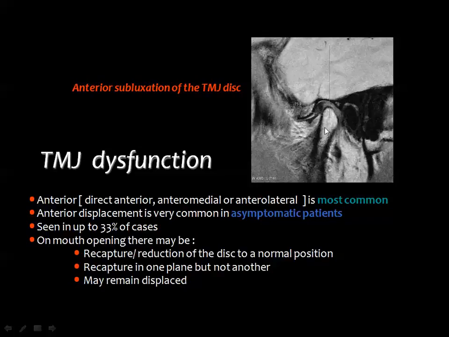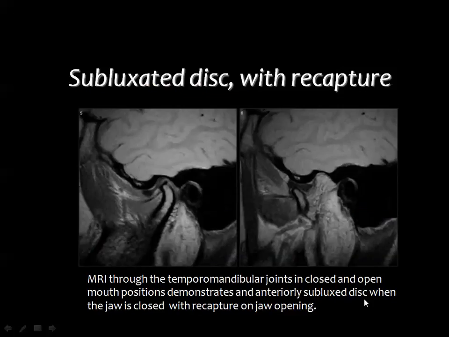Then if the disc is anteriorly displaced or subluxated, and you say that this is the position of the disc in the closed mouth. After mouth opening, there may be recapture or reduction of the disc to its normal position, or recapture in one plane but not in the other, or it may remain displaced, as I will show to you. Then this is a subluxated disc. And you look here, this is the temporomandibular joint, and this is the disc. The intermediate zone is anterior to the mandibular condyle. This means that this disc is slightly subluxated anteriorly.